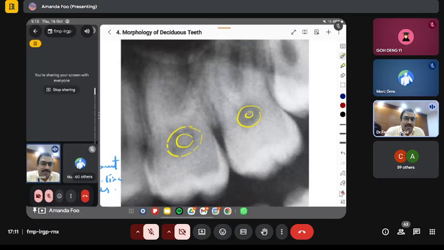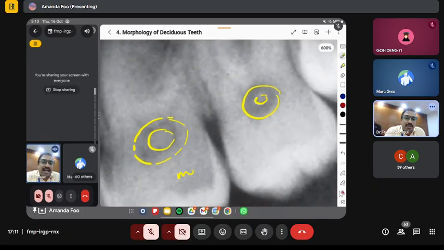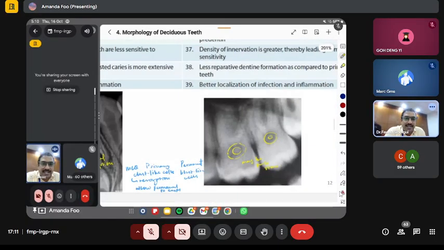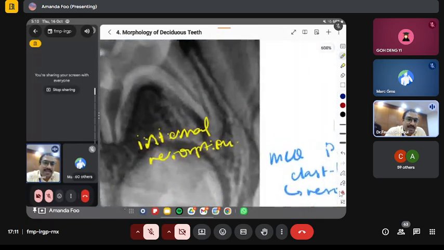Okay, so we will never find a pulp stone in a primary tooth, but we can find a pulp stone in the permanent tooth. Okay, we will find more internal resorption in primary teeth as compared to the permanent tooth. If you see an internal resorption in the permanent tooth, it's a classical feature for an asymptomatic irreversible pulpitis. Okay, but in the permanent also we have.